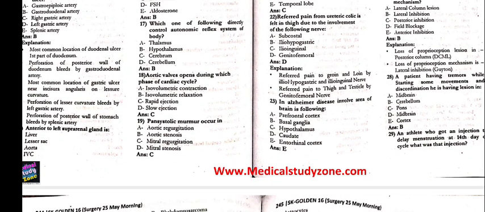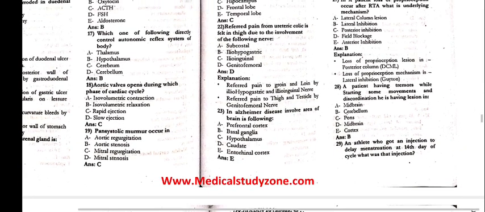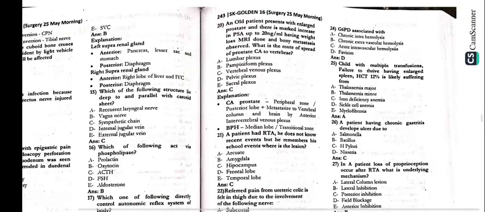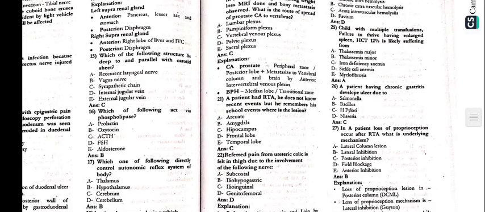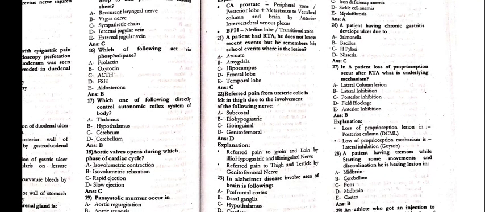22, referred pain from ureteric colic is felt in the thigh due to involvement of the following nerve, that is the genitofemoral nerve. 23, in Alzheimer's disease the involved area of the brain is the entorhinal cortex. Next, 24, G6PD is associated with favism. 25, a child with multiple transfusions and failure to thrive, having a large spleen, hematocrit 12%, is likely suffering from thalassemia major. 26, the patient having chronic gastritis develops an ulcer due to H. pylori.